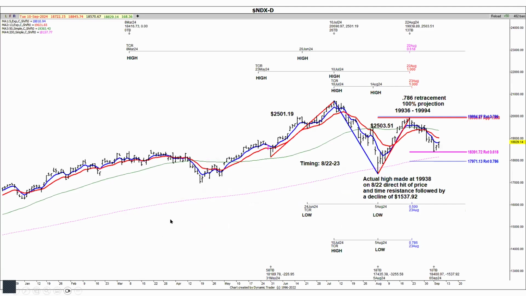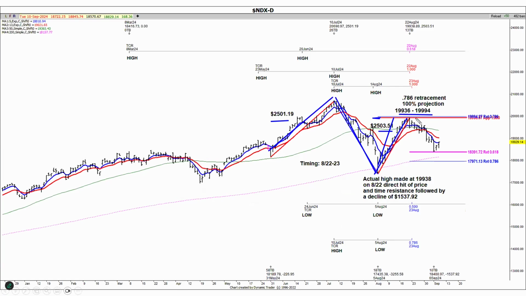Here's another example of actual time and price. Again, this was NASDAQ cash daily chart. Beautiful symmetry here where I had a prior low to high that was 2501.19. And this, again, not perfect. This was 2503.51, but you can see here was where the projection came in. It overlapped a 786 retracement. So 199.36 to 199.94 was the resistance.